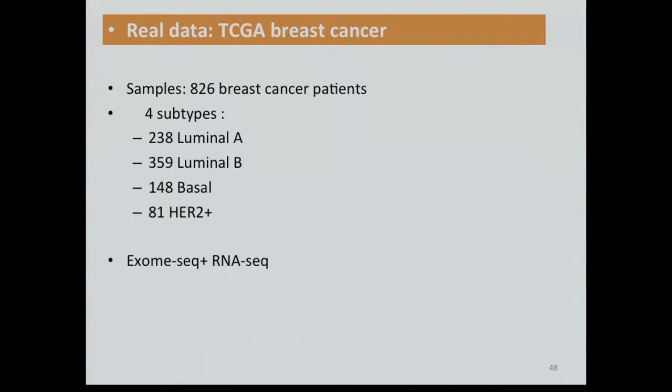So this is the TCGA breast cancer data, and it's also my question yesterday. We had the exome and RNA-seq data. Because we have this case control scenario, we looked at each subtype against the rest, or against other subtypes. In our case, we were very interested in luminal cancer A and B, because we have a collaborator who is willing to test the function of the genes that we find.